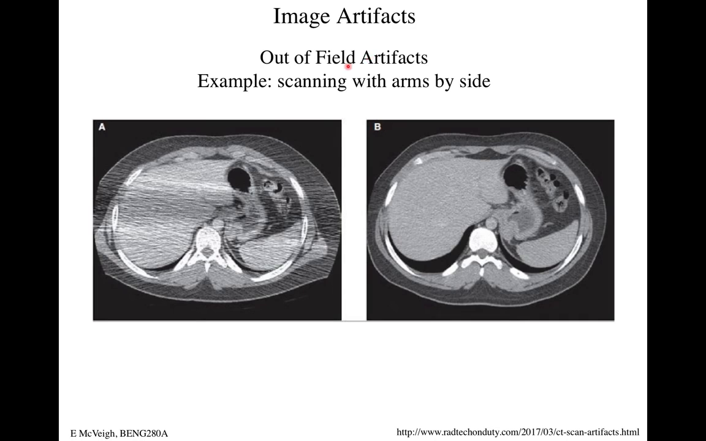So here's some other artifacts. This is the same patient. And when this scan was done, the technician forgot to tell the patient to do something, and that was to take your arms and put them over your head. Right? And so the patient in this case is lying with one arm here and one arm here. And those arms are, in terms of the field of view, where are those arms? They're way the heck outside the field of view, right?